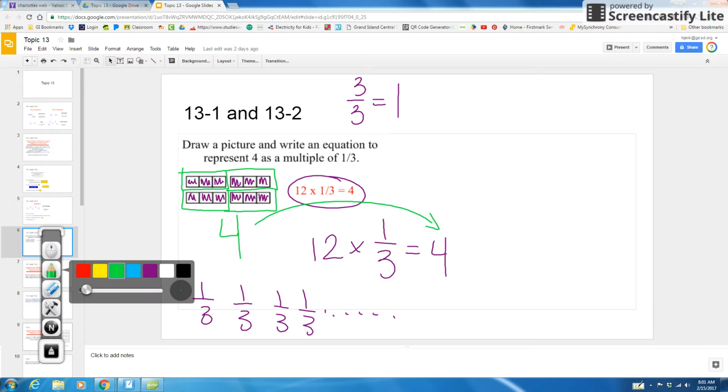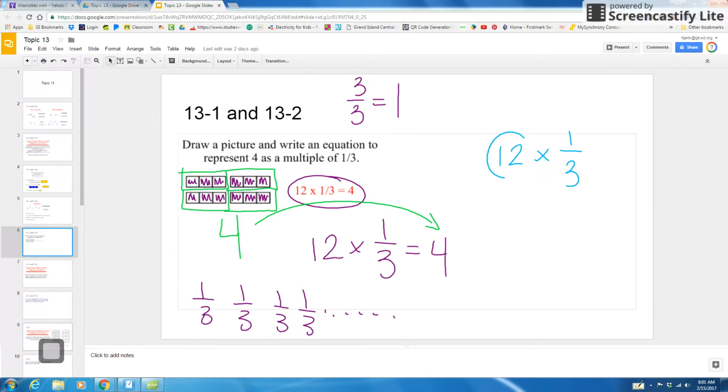Now, if we switch to a different color, I'm going to show you how the same concept works with numbers. So if you remember on the first slide, I said when we multiply the whole number by the numerator. So here's my whole number. Here's my numerator. 12 times 1 is 12. My denominator stays the same. So I really end up with 12/3. We call that an improper fraction, if you remember from topic 12. That's when the numerator is greater than the denominator.